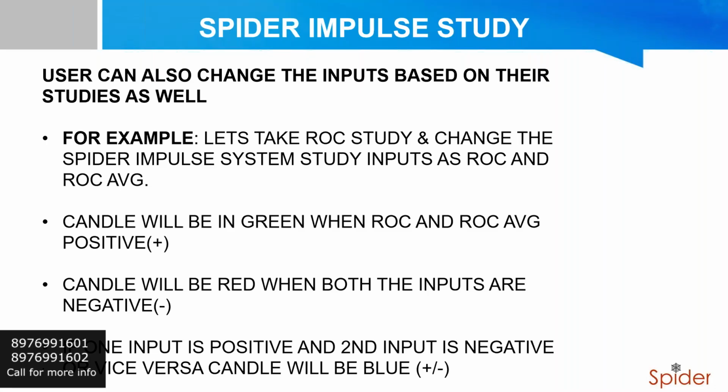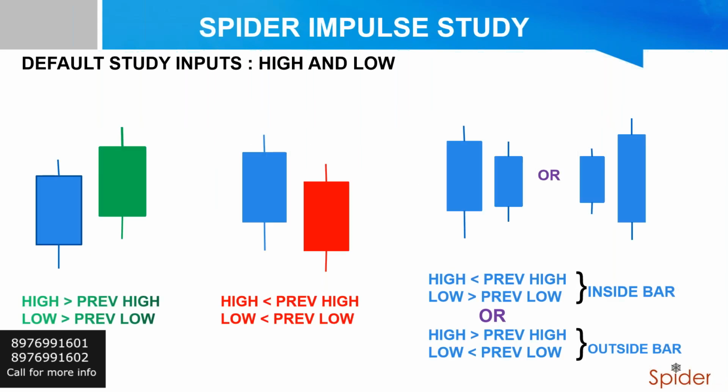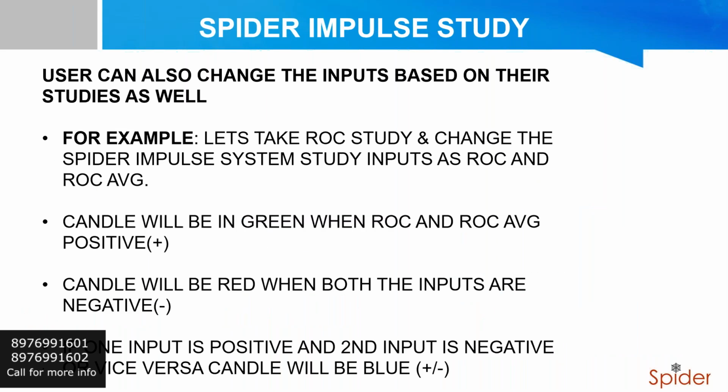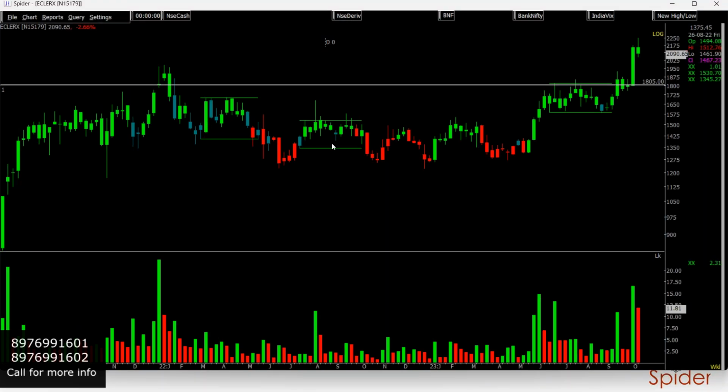So as of now, I have explained the trend mantra. The trend mantra for me is simple: buy when price is rising, sell when price is falling. Secondly, I have explained the implication of the spider impulse system. The default implication is based on the trend high and low. Then I have also explained how to modify the criteria. Now let's move on to my impulse system, modified based on how I use this particular impulse system.